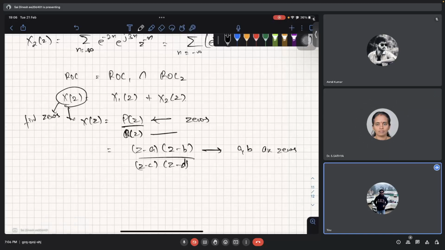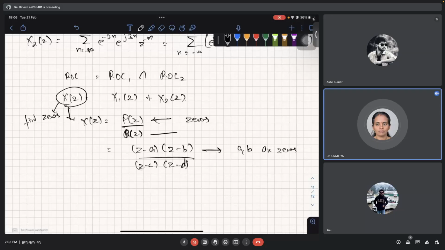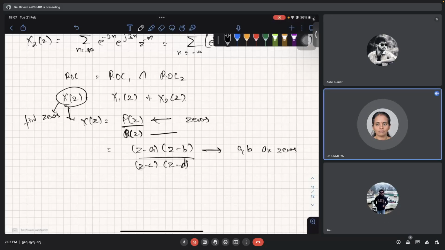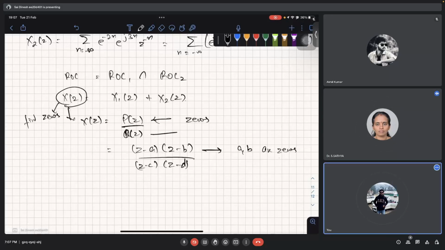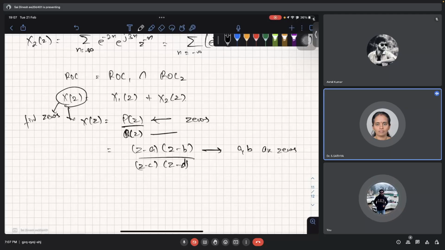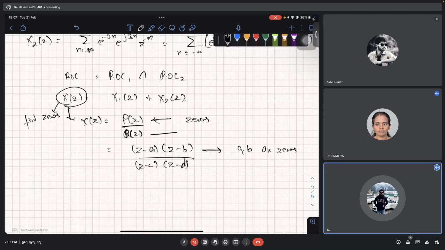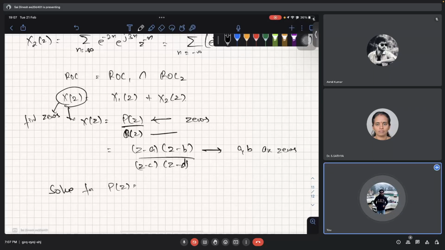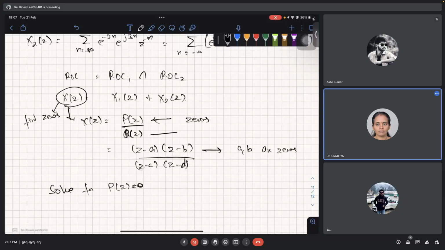Whatever will be the answer, if z equal to 0, we will be having the value of a or b, like that. If you substitute z equal to 0, z minus a equal to 0 means z is equal to a. Yeah, correct. You will be getting in that manner. So solve for p of z equal to 0, right?